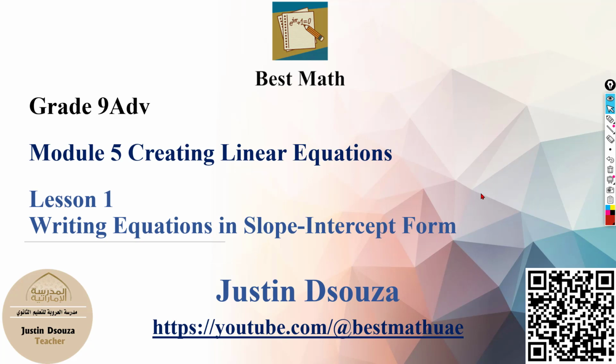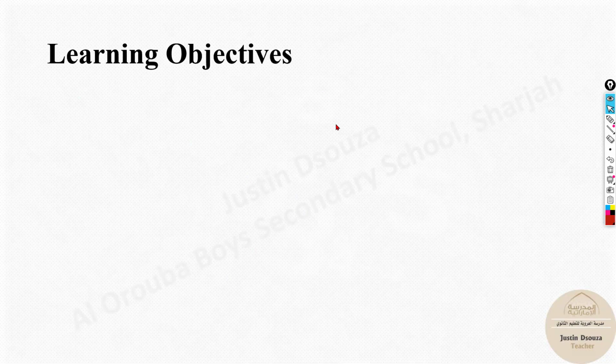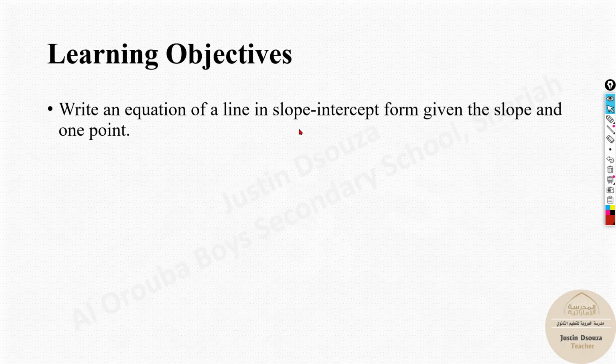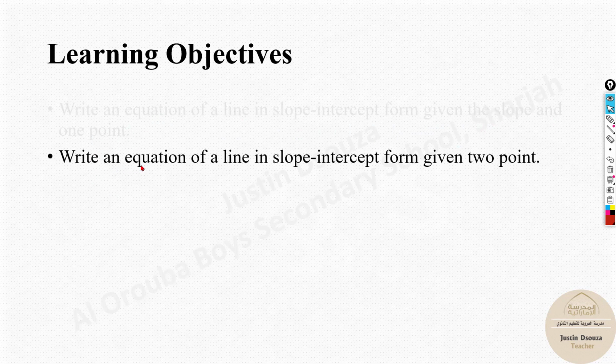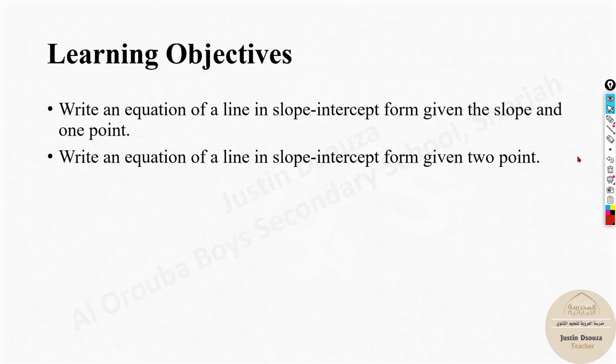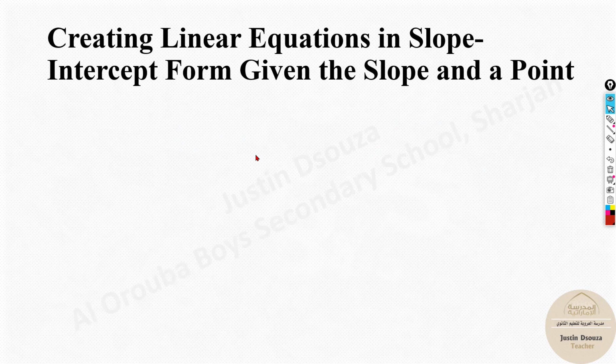We will jump into the lesson by looking at its learning objectives. It is to write an equation of a line in slope-intercept form, given the slope and 1 point, and then writing an equation in slope-intercept form given 2 points. Both different cases we will be solving in this video. And now here, creating linear equations in slope-intercept form given the slope and a point.